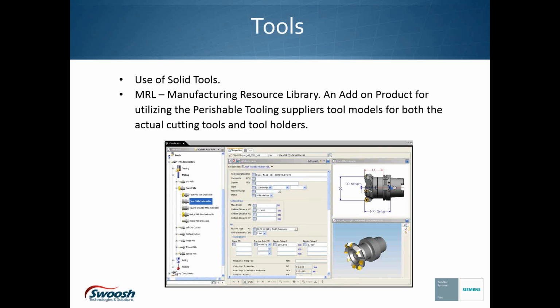Tools, I touched on, you can use solid tools. Solid tools are basically nothing more than a visual that you can see your actual tool running internal to your CNC program in NX. The MRL is a manufacturing resource library. This will actually pull from Kennametal, Sandvik, and ISCAR at this point, but it also requires Teamcenter to operate.